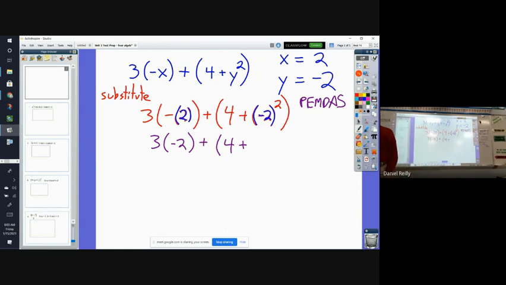What's -2 to the second? What does that mean? You don't remember what an exponent does? It's not -2 times 2. It's -2 times itself, 2 times. If this was a 3, it would be -2 times -2 times -2, right?